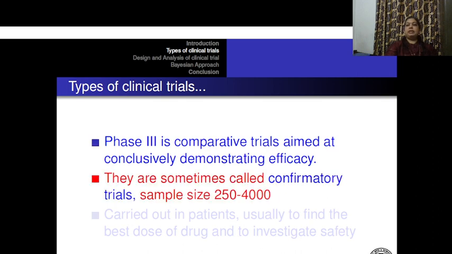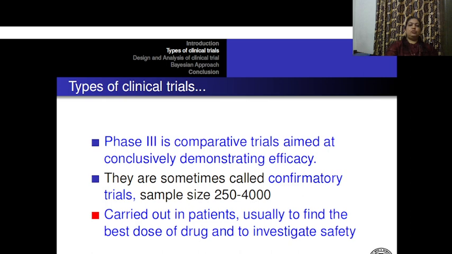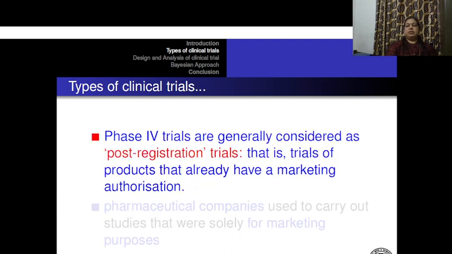Phase 3 is a comparative trial aimed at conclusively demonstrating the efficacy. They are sometimes called confirmatory trials. Here the sample size is usually 250 to 4000 human beings. Carried out in patients, usually to find the useful effect of the given drug compared to the standard drug available in the market, and also to find the best dose of the drug and to investigate safety and advantages of the new drug over the existing drug. After successfully completing the phase 3 trial, it will move to the phase 4 trial.